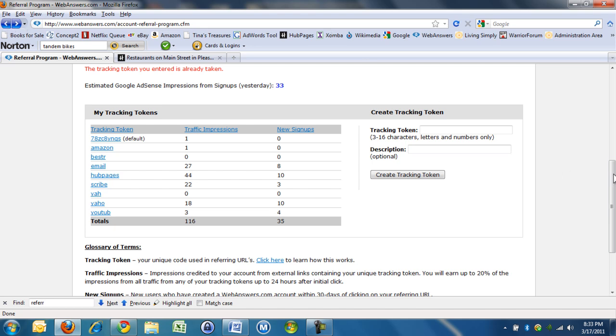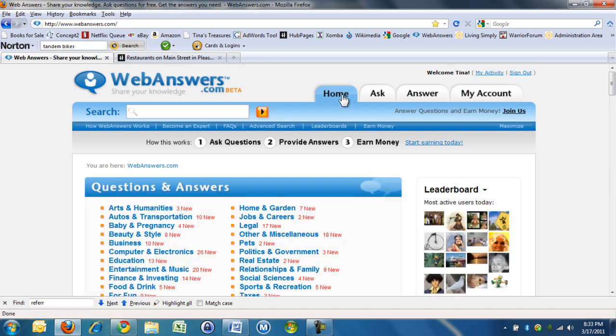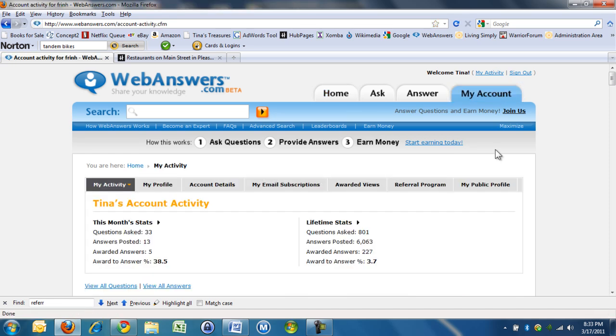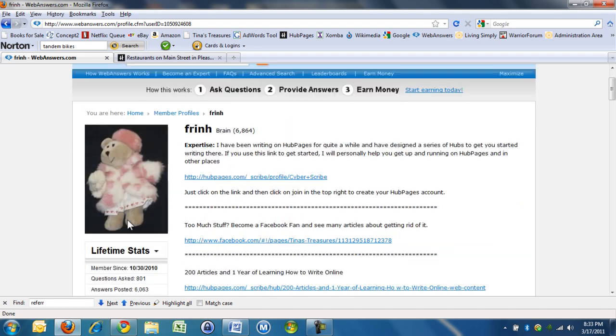Now let me just show you one last thing. Remember what I said about the profile page? You sell yourself on your profile page. This is my WebAnswers public profile. This is me. This is my little teddy, a Starbucks teddy bear. On WebAnswers, I'm advertising HubPages and saying if you want to start on HubPages, click here.